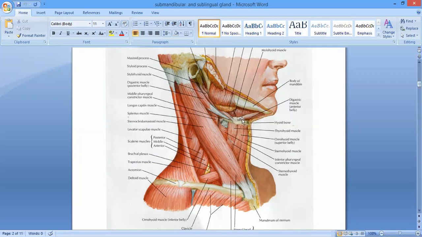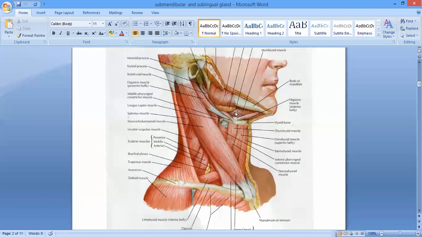Inferiorly by the anterior belly of digastric, and posteriorly by the posterior belly of digastric. So this triangle enclosed by these three boundaries is called the digastric triangle. Okay? So this gland, you can see the gland lying over here. This gland is going to lie in this digastric triangle. Is the location clear, no problem?